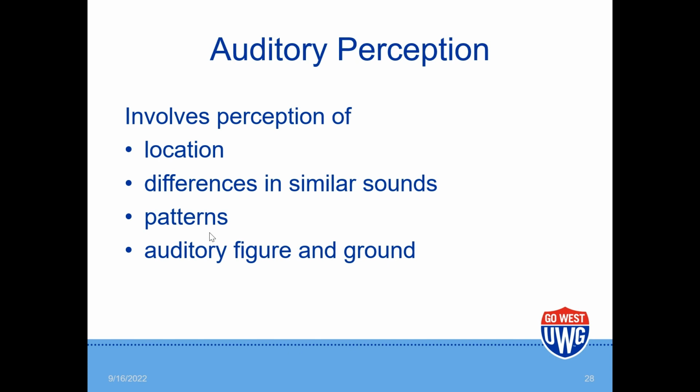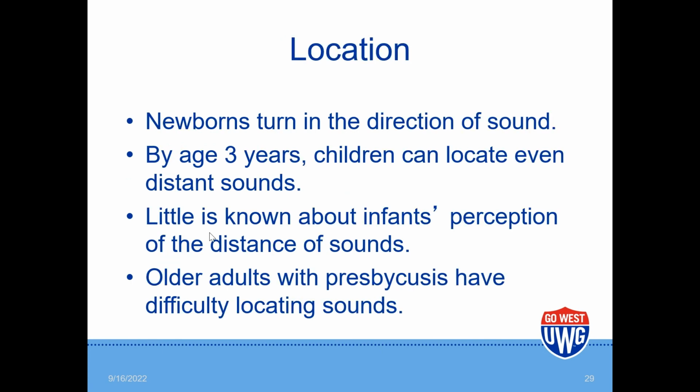So your auditory perception involves being able to determine the location that a noise is coming from, the differences in similar sounds. So they can be very similar, but are there differences in them? Are there patterns to the sound? And then the auditory figure and ground. So where is it coming from? Like kind of where it's at in space, not just the location, but that auditory figure in sound.